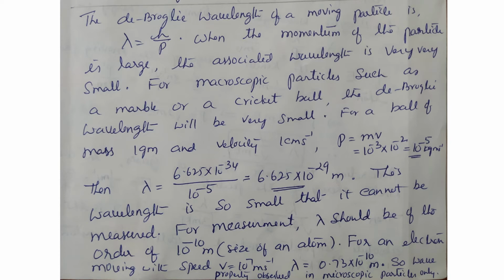Consider a macroscopic particle, say a marble or a cricket ball, any ball of mass 1 gram moving with a velocity of 1 centimeter per second. Then its momentum comes out to be 10 to the power minus 5 kg meter per second. If you calculate lambda, it comes out to be 6.625 into 10 to the power minus 29 meter. It is so small that it is not at all possible to measure that wavelength. In order to measure a wavelength, it should be of the order of atomic size, that is 10 to the power minus 10 meter. So in macroscopic bodies, since lambda is very, very small, we can't observe the association of de Broglie waves with macroscopic particles in practice when they are in motion. We observe the de Broglie waves in the case of microscopic particles only.